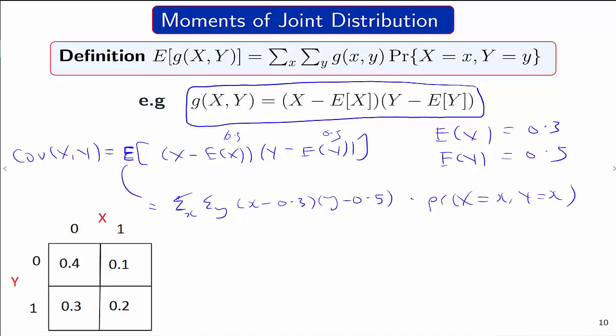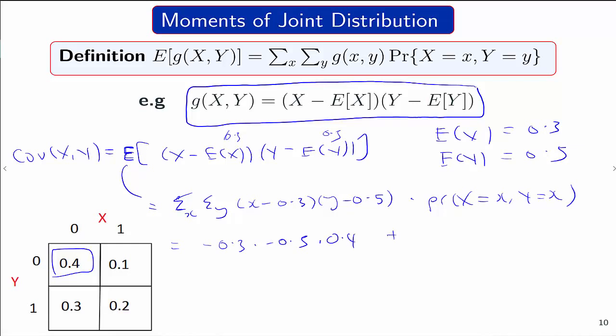And there's just 4 possibilities. So again, we can work this out. Firstly, start with x equals 0, y equals 0. Well, in this case, we get minus 0.3 times minus 0.5, and the probability that x equals 0 and y equals 0 is 0.4.